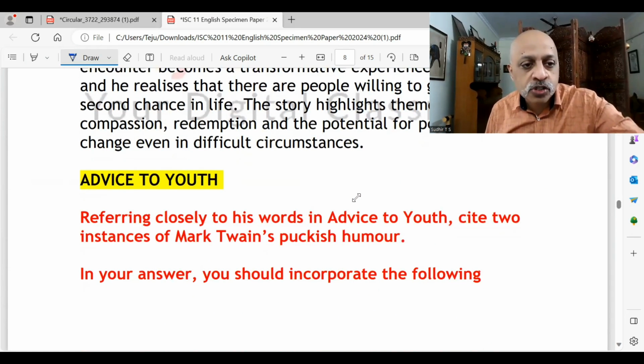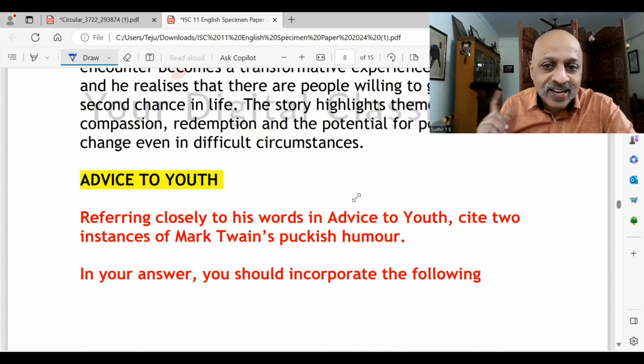The second 5 mark question, which is from Advice to Youth, cite two instances. Now, this I was saying in the beginning.